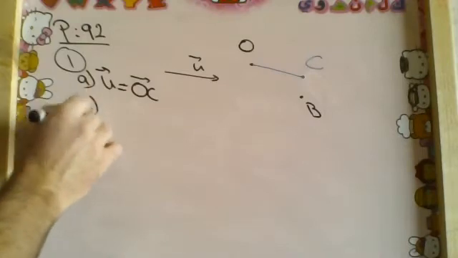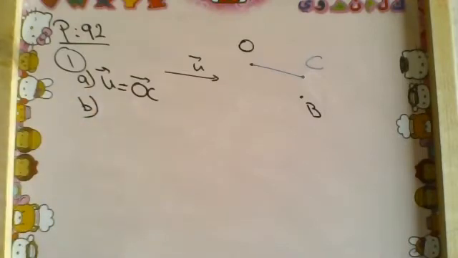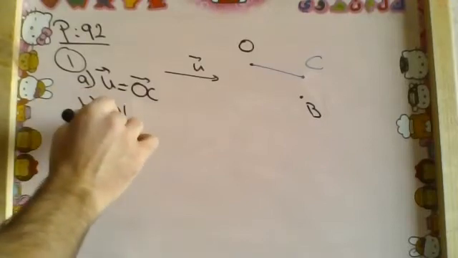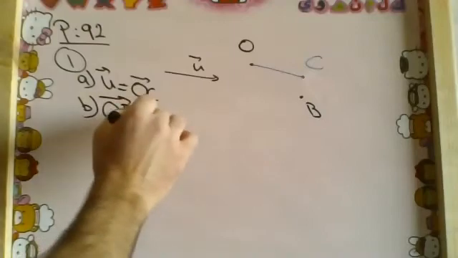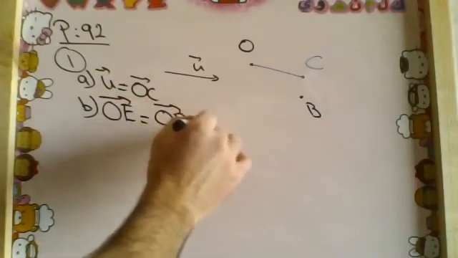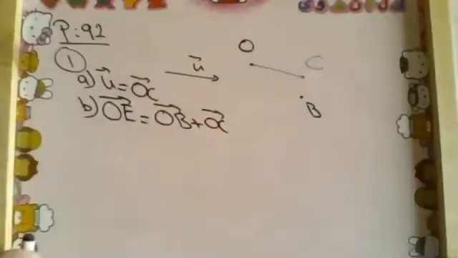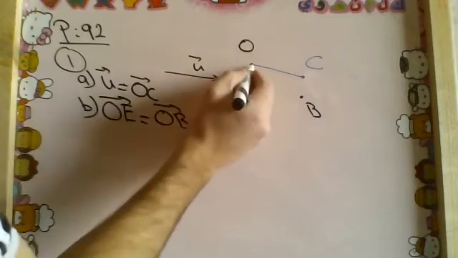The second one. Point E, so that OE is equal to OB plus OC. OB plus OC.